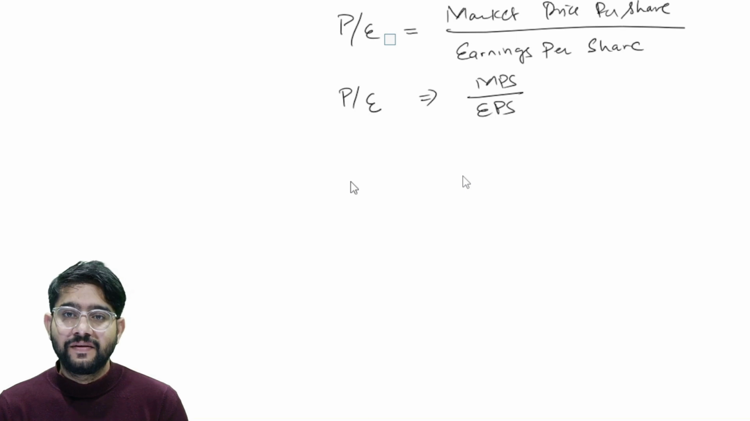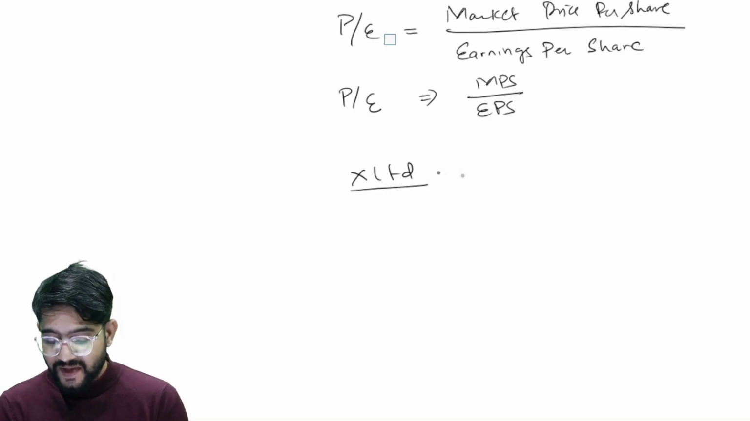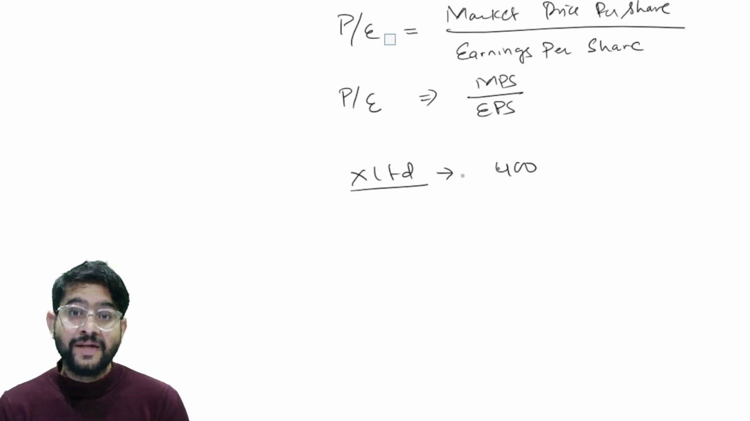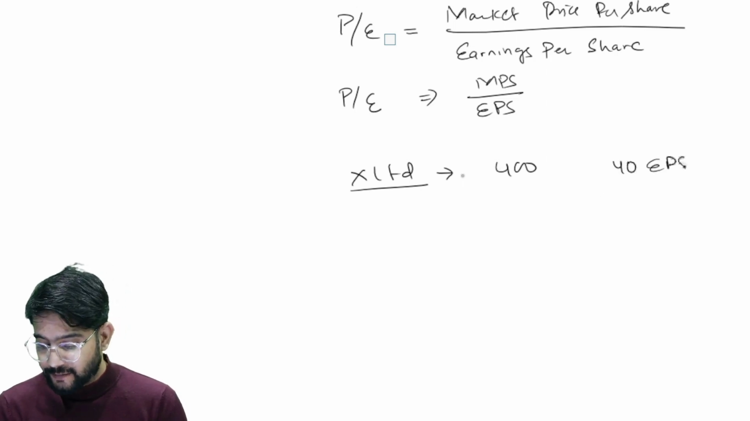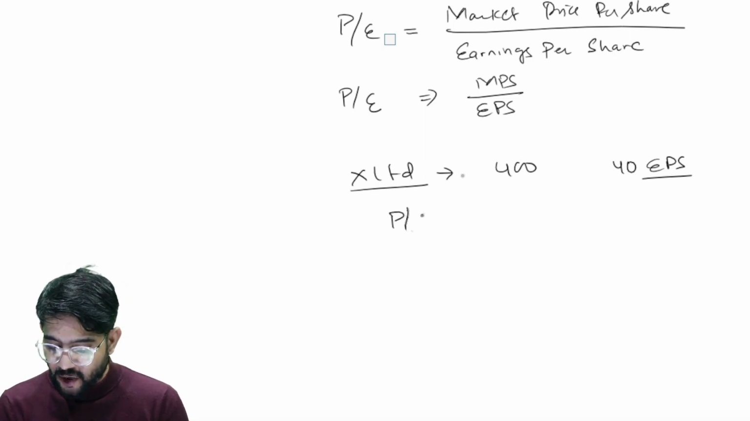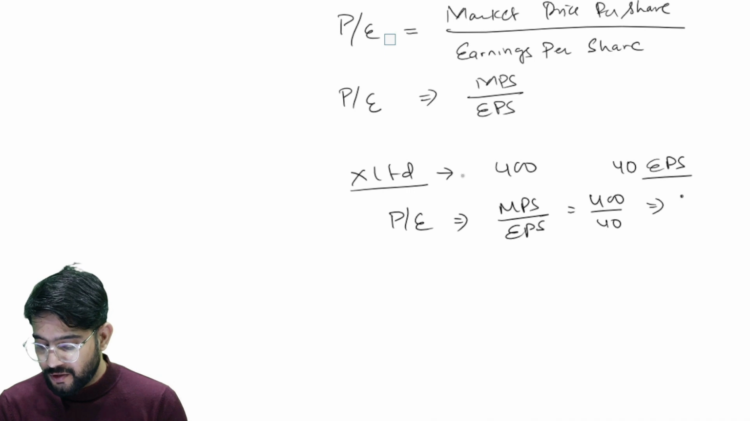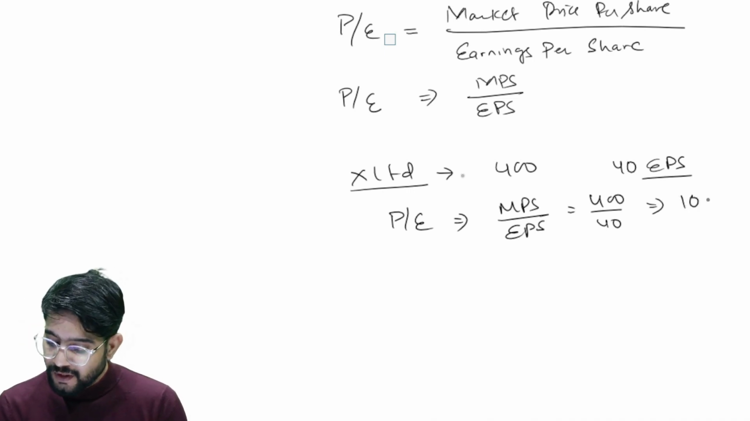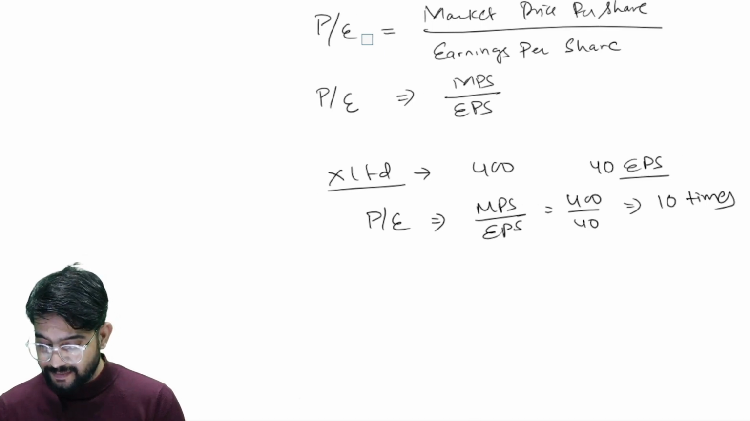For example, if the equity share of a company, let's say X Limited, has a current market price of 400 rupees and the company is expected to earn rupees 40 per share within the next 1 year, then what is the PE ratio? PE ratio of this company's share is MPS divided by EPS equals 400 divided by 40 equals 10, and it is expressed in times.